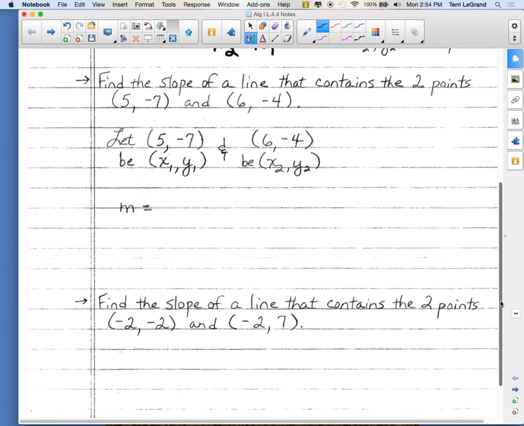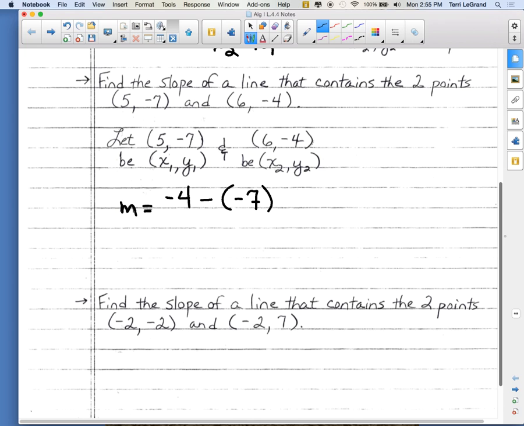So it doesn't matter which one you let be the x sub 1, y sub 1. Typically what you end up doing is you let the first one that is in the list be x sub 1, y sub 1, and the second one is the x sub 2, y sub 2. So let's set up our formula here. M equals, what are we going to start with upstairs? -4. Subtract a -7.